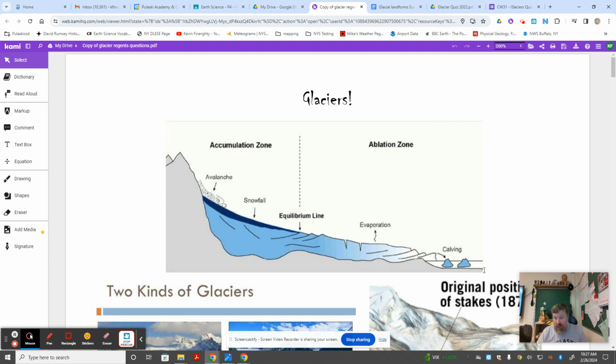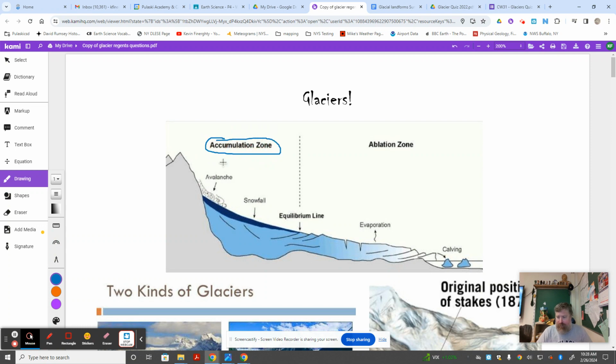So let's start with how these things even form in the first place, which we kind of skipped over, just jumping right into the features. But now that you've seen the results of these glaciations, how do they work? You've basically got an area where there's accumulation. Go ahead and circle that. And if you haven't grabbed a pencil yet, do that and grab this worksheet. Pause if you need to.